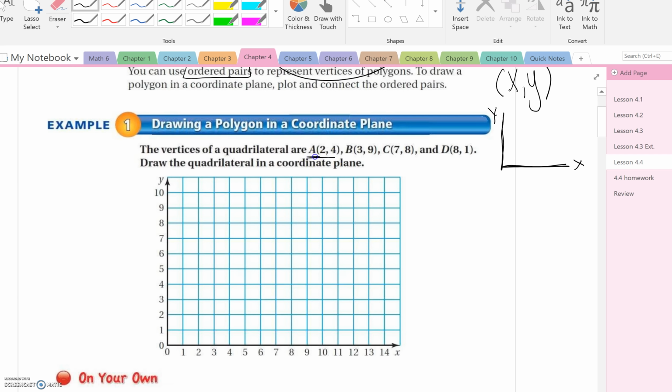So it says for letter A here, I have 2, so I'm going to go over 2 and then up 4, and that's going to be my first point. And you want to make sure that you label your points as well. Okay, so then B, we're going to come over to 3 and then go up to 9. And then C, we're going to go over to 7 and then up to 8. And then D, we're going to go to 8 and then 1.